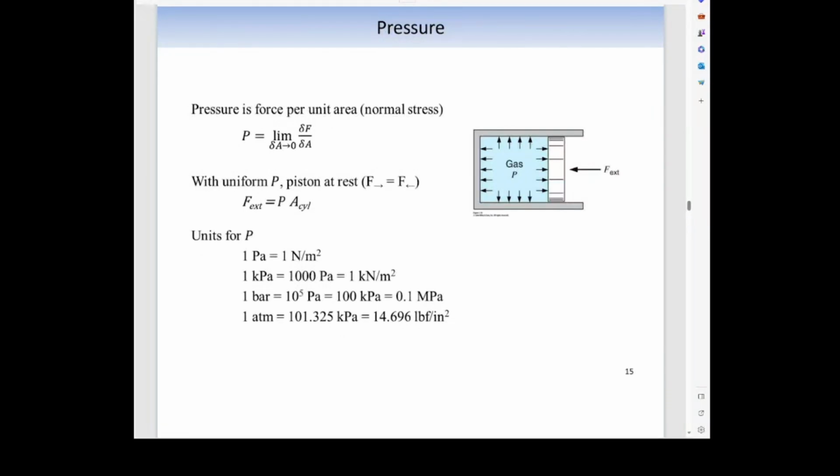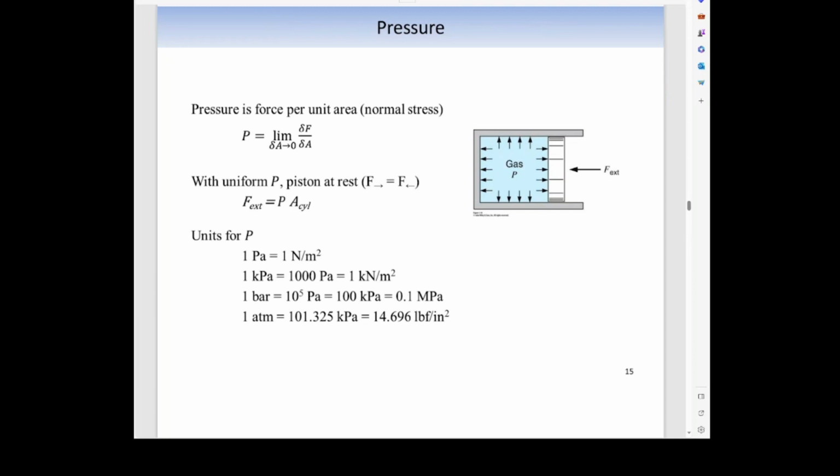Okay, so the next topic is pressure. Now, pressure is basically defined as force per unit area. It's often the case that we use pressure when dealing with liquids and gases, and generally we talk about stresses when we're dealing with solids.